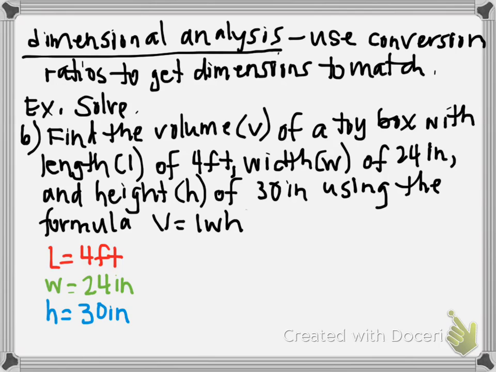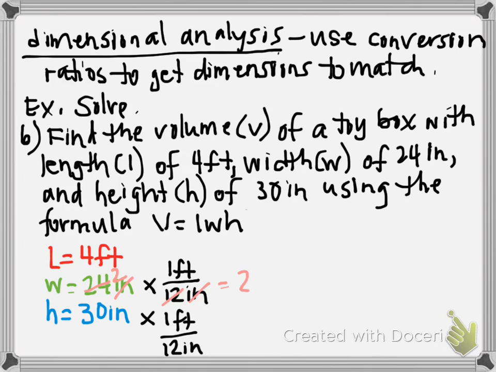So remember we talked about how we're going to use conversion ratios. So we need to know the conversion ratio between feet and inches. The one I want the answer to remain in, which in this case is feet, is going to go on top. The label I want to get rid of goes on the bottom. So I know that in 1 foot there's 12 inches. So the inches cross out, and 12 goes into 24 twice, and that gives me 2 feet.